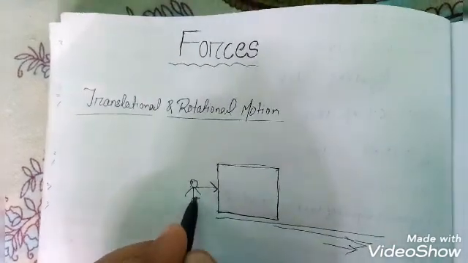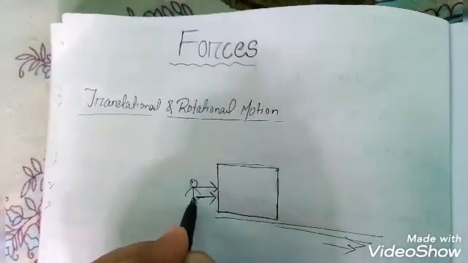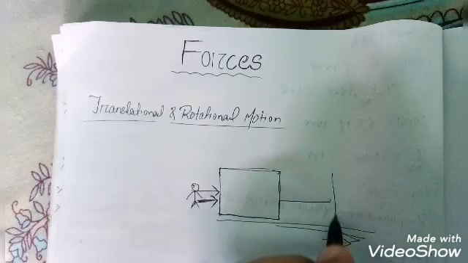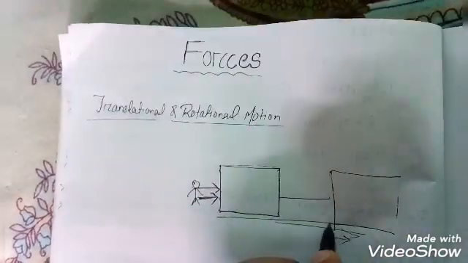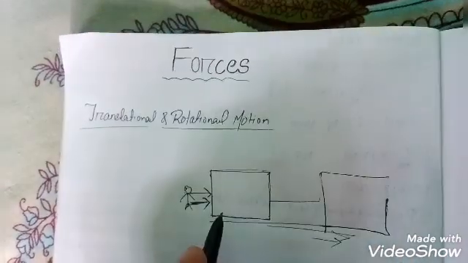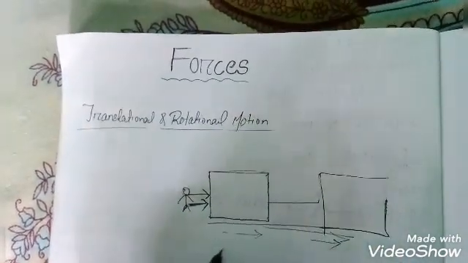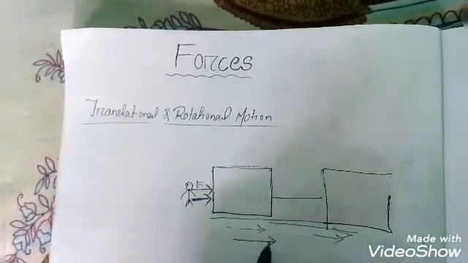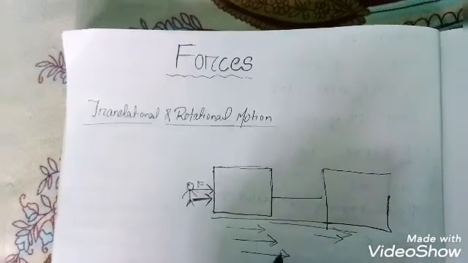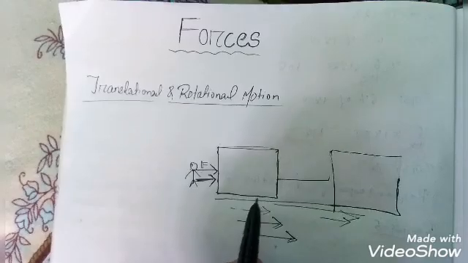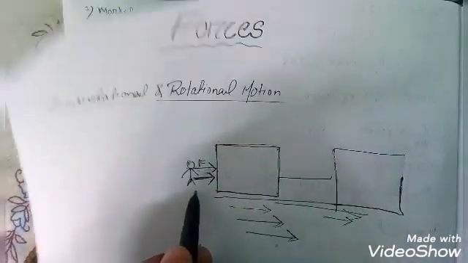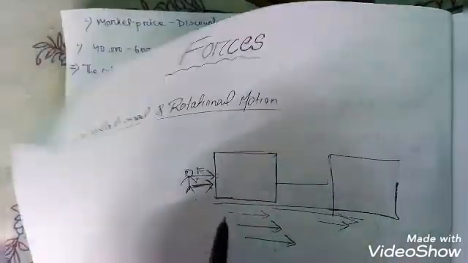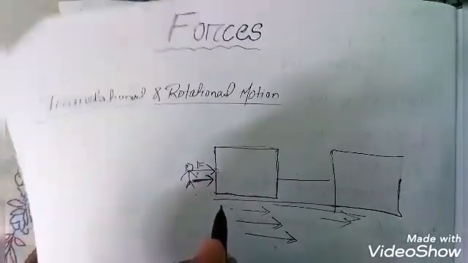That means after applying the force upon this rigid body, it will move a certain distance, and the rigid body moves in the direction of the applied force, meaning the direction in which the force is applied, in that direction this rigid body will move. This is exactly the meaning of translational motion. After applying a force upon a rigid body, it will move in the same direction in which the force is applied. Now I will give you the exact definition. You will note it in your notebook.